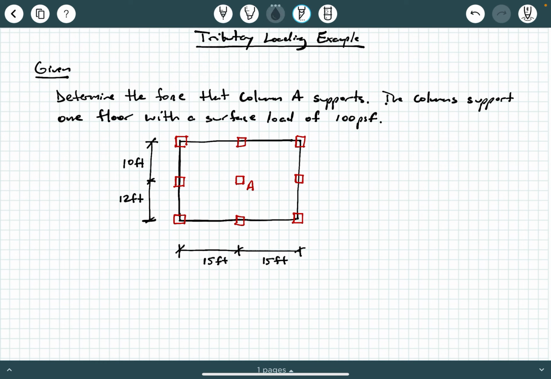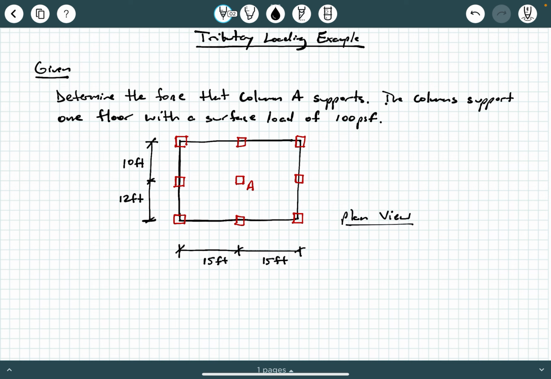In the given information, we're being asked to determine the force that column A supports. And then we're being told that all the columns support one floor with a surface load of 100 PSF. So this is a plan view. Okay, we'll make a note of this. This is a plan view.